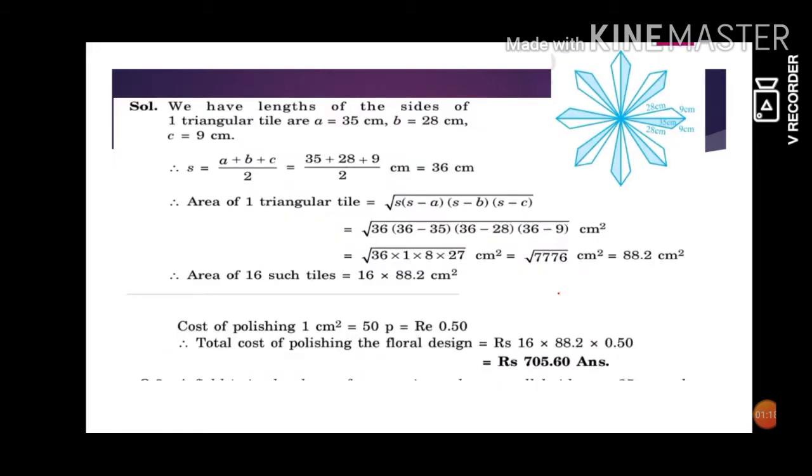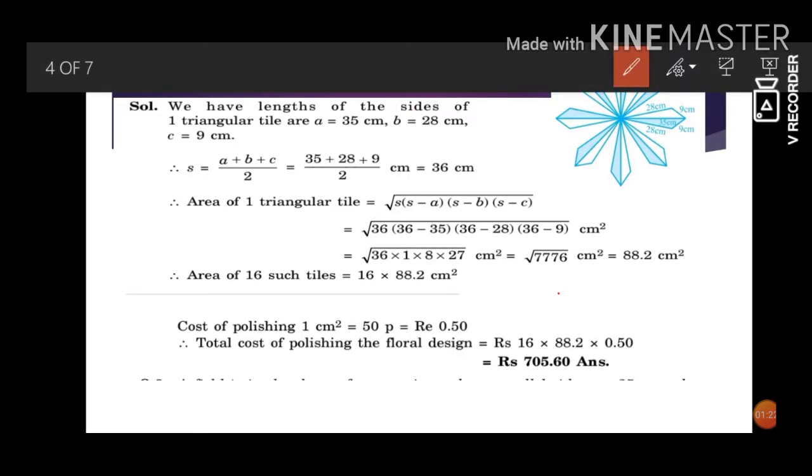So we have lengths of the sides of the triangle as 35, 28 and 9. So let them denote as A, B and C. And to find the area of such triangles, first we need to find the semi-perimeter to use it in Heron's formula. So S is equal to (A plus B plus C) by 2, which is equal to (35 plus 28 plus 9) by 2, which will give us 36 centimeter.